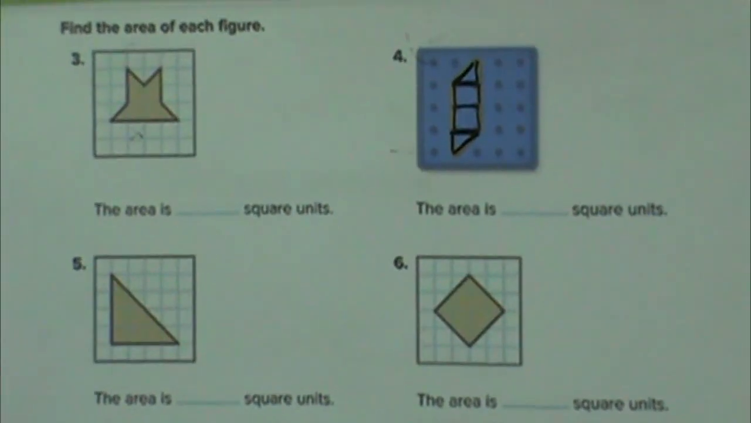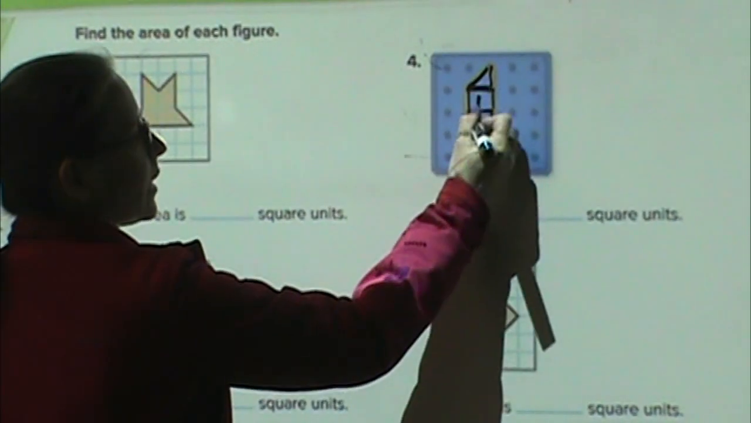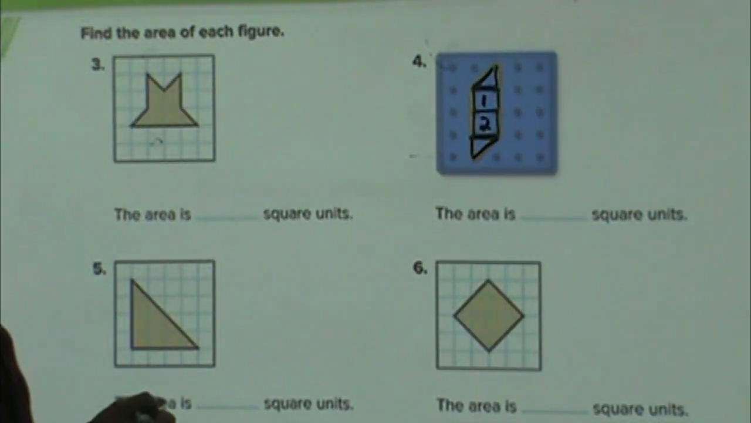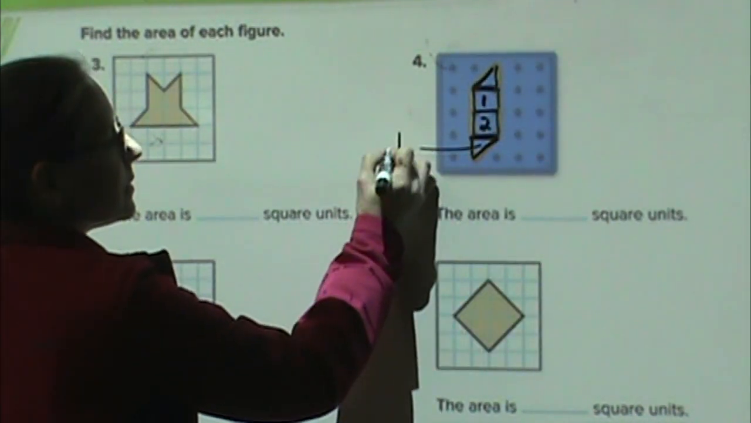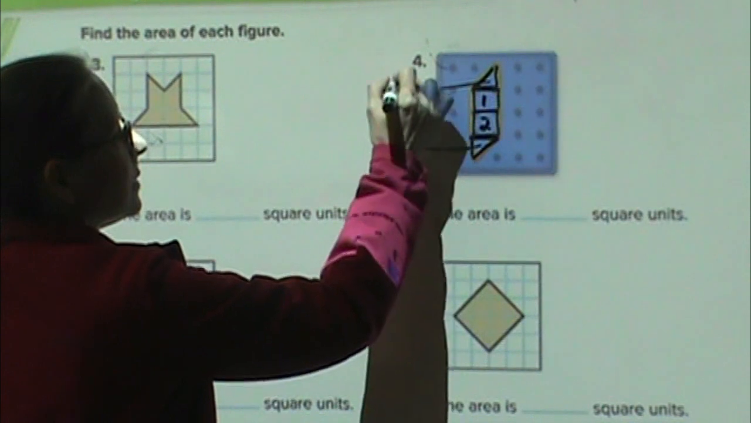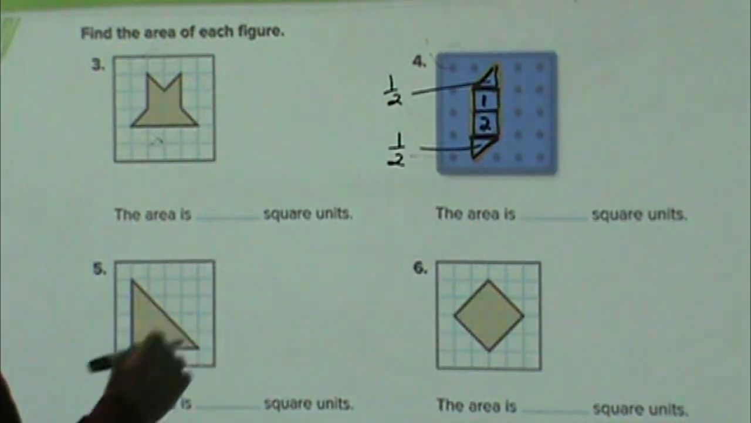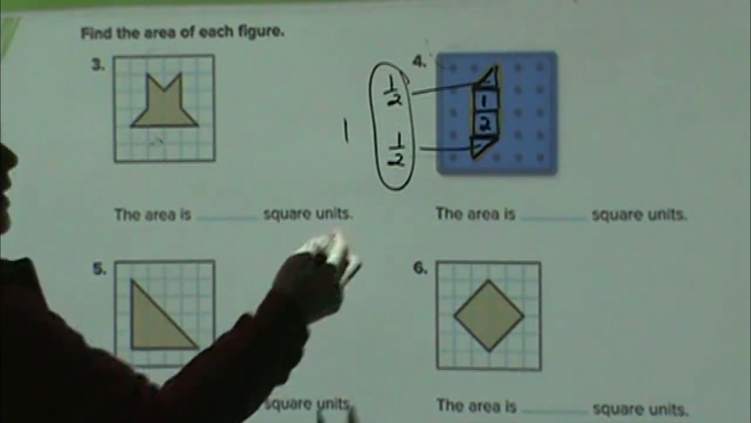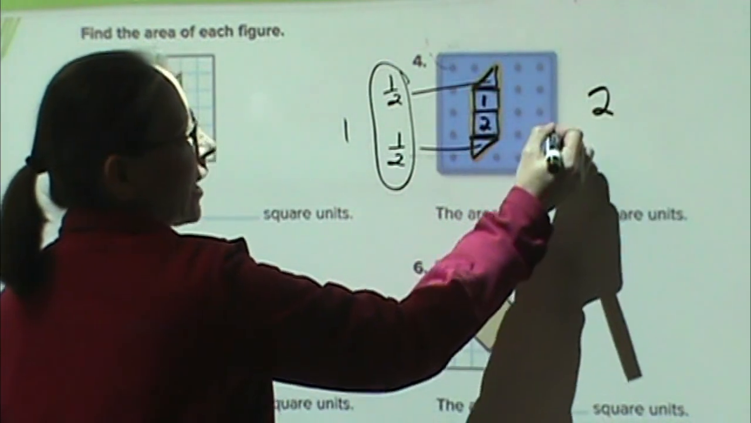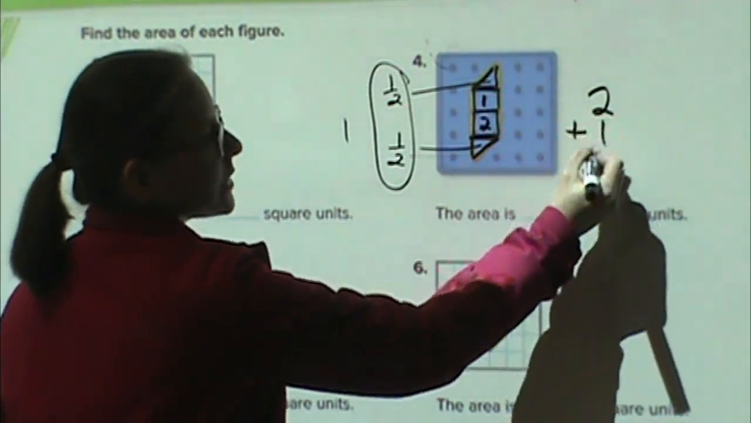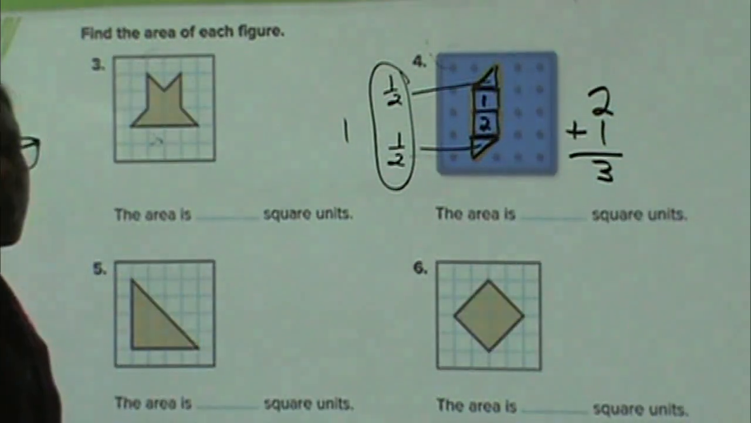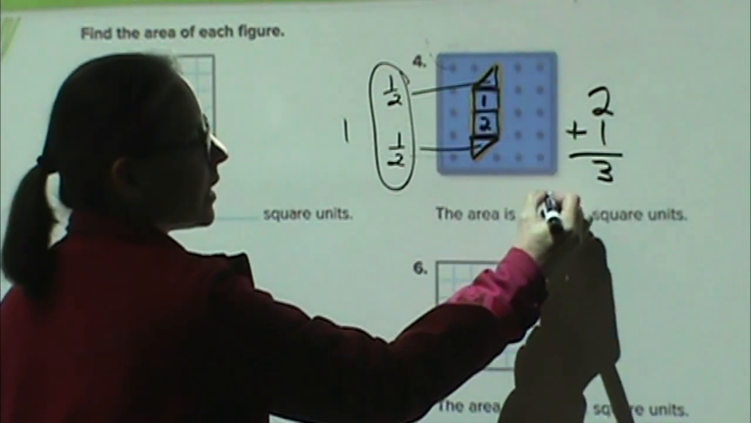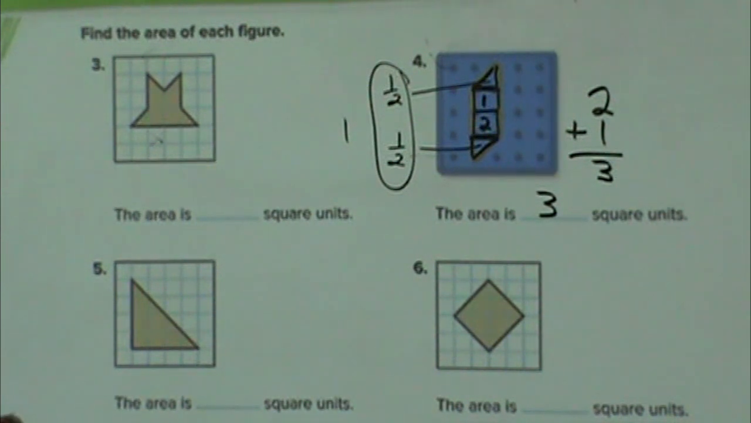First we count the wholes. 1, 2. Then we pull out the halves. Half here. Half here. 2 halves equals 1 whole. So now I have my 2 wholes plus my 1 whole equals 3. This area is 3 square units.